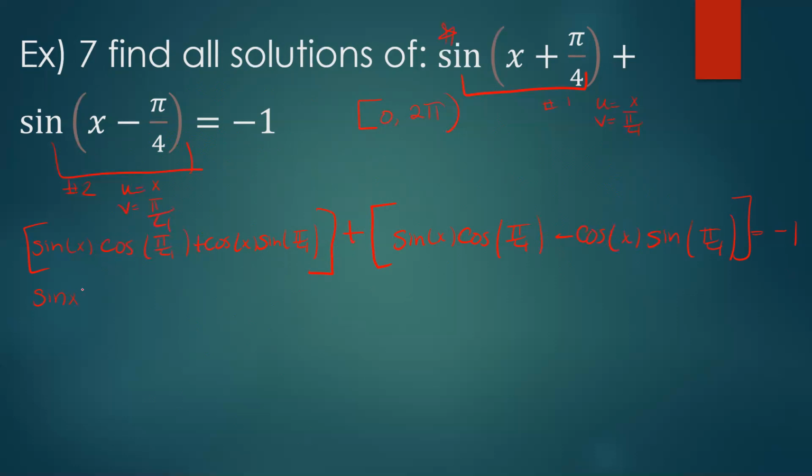Cosine of pi over 4 is the same thing as radical 2 over 2, plus cosine of x times sine of pi over 4, which is radical 2 over 2. Okay, then over here, that's just sine of x times cosine of pi over 4, which is radical 2 over 2, minus cosine of x times sine of pi over 4, which is radical 2 over 2, bracket equals -1.